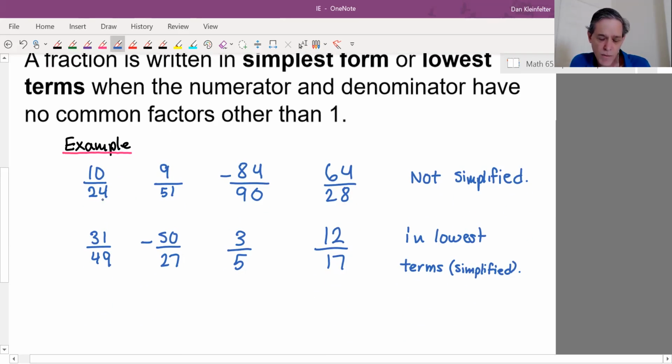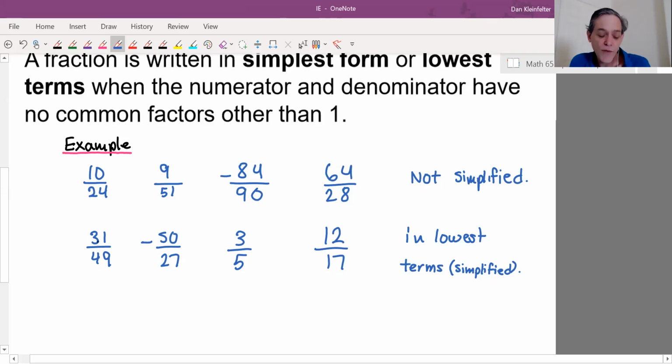10/24, 10 and 24 both have 2 as a factor, so not simplified. 9/51, not simplified. Both 9 and 51 are divisible by 3. -84/90, 84 and 90 are both even numbers, so that's not simplified. Same with 64/28. Both of those are divisible by 4, actually, so this thing is not simplified.